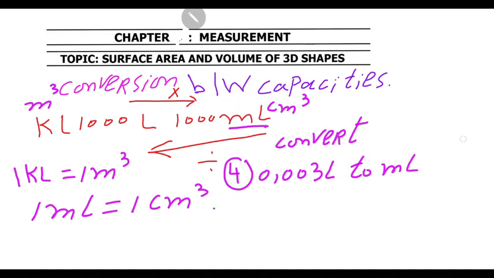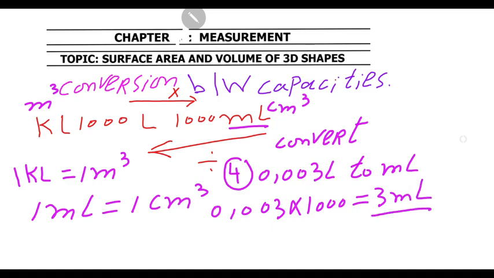So 0.003 multiply 1,000. The answer will be 3 milliliter. So the answer is going to be 3 milliliter. I showed you all the conversions. Now we're going to implement these conversions in the questions.